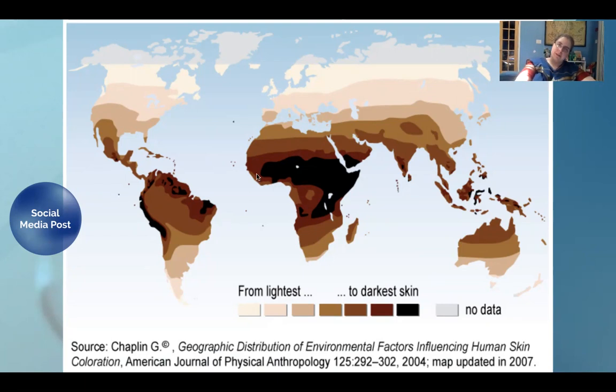As you get farther away from the equator, look at what happens. You get lighter skin tones. Lighter skin tones are found farther away from the equator. Let's look up here for a moment, because these are where the lightest ones are. Oh, that's no data. Fine. Right there. That's the lightest ones right there.